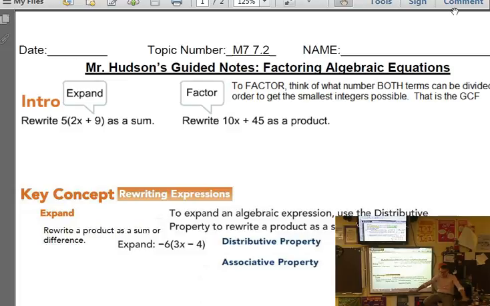Yeah, just be cool. So, factoring is exactly the opposite of expanding. So, the first thing I need you to put on your notes is an arrow going this way and an arrow going that way. This is a cyclical process. If you factor, then you can expand. Then you can factor, then you can expand.